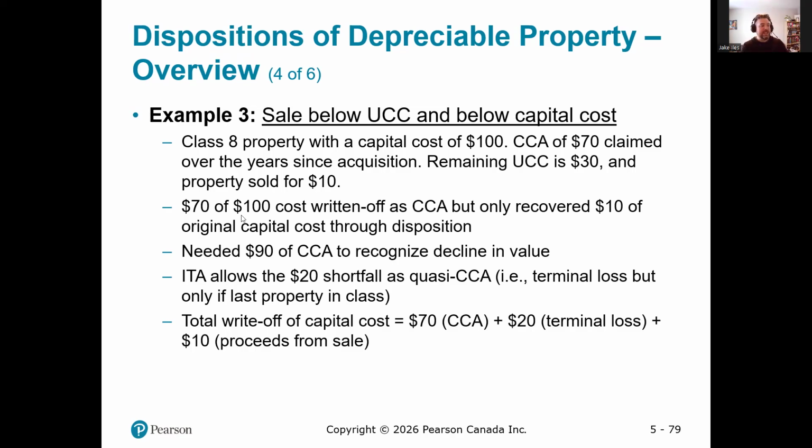So our calculation says we could deduct 70. The real world says this asset lost $90 of value. So we need to recognize that further decline. Our bucket after our sale has $20 left in it and nothing left to amortize. So that $20 shortfall is considered quasi CCA, better known as terminal loss.